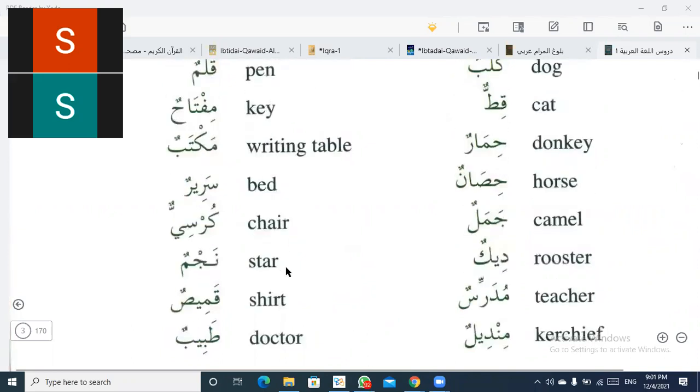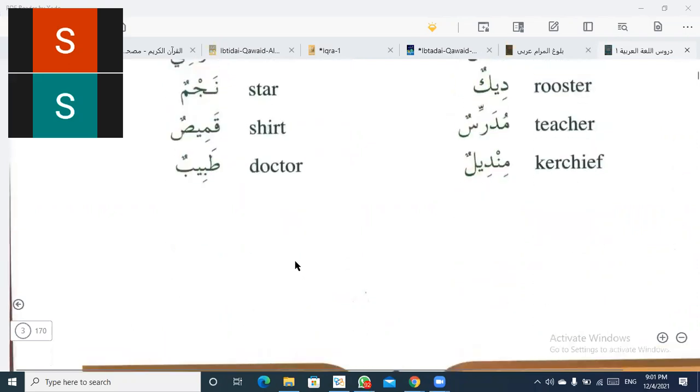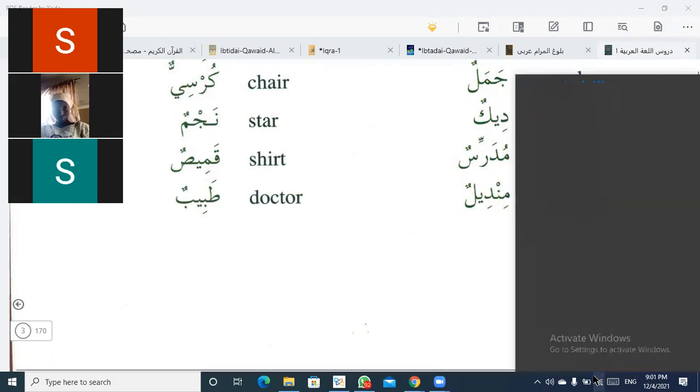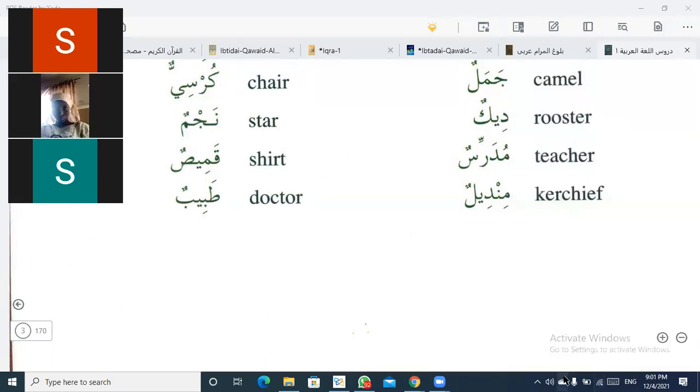Yes. Read. Kursiyun means chair. Najmun means star. Khamisun means shirt. Tabibun means doctor. Jamalun means camel. Dikun means rooster. Mudarrisun means teacher. Mindilun means kerchief.